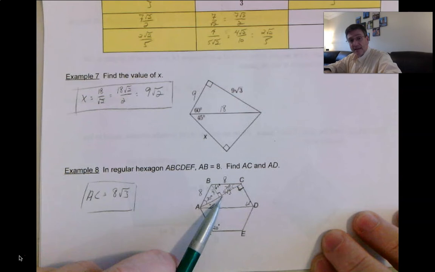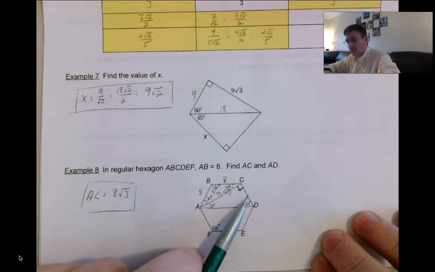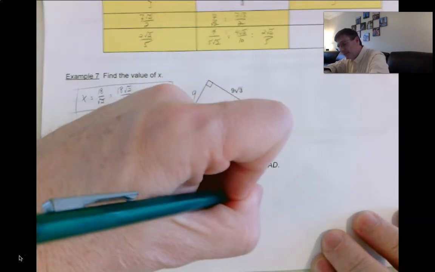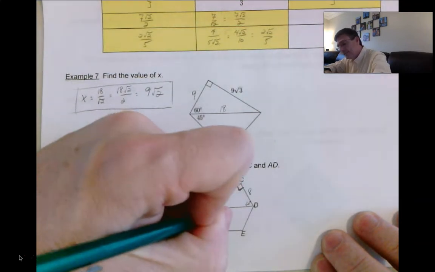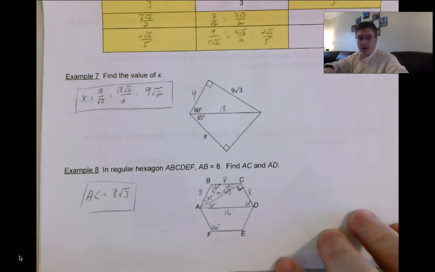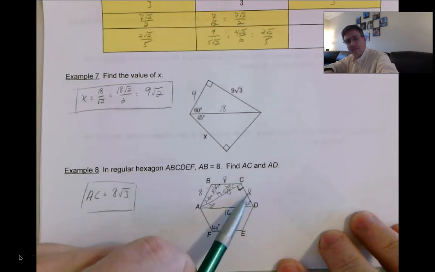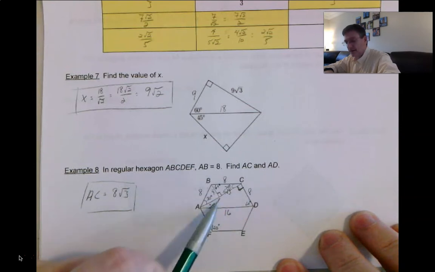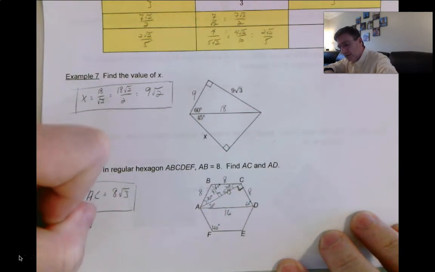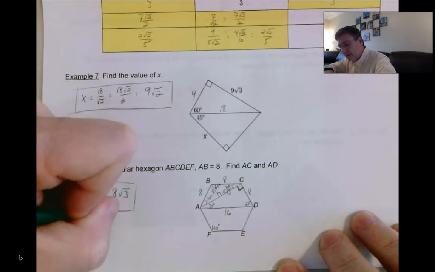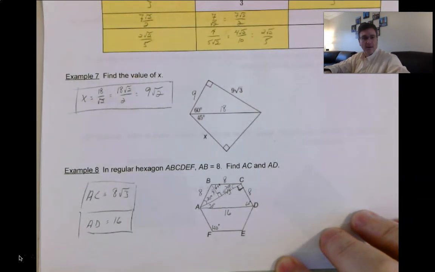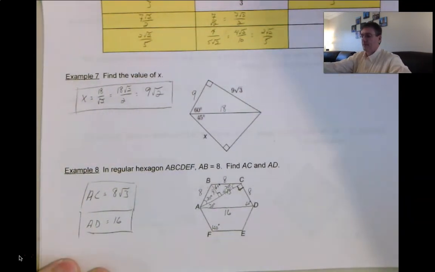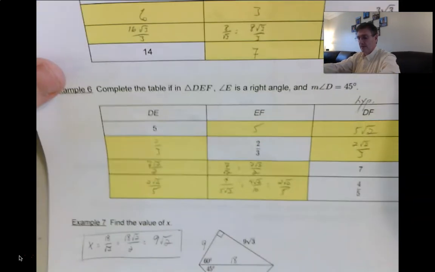The long leg is 8 square root 3. We know this is 8. 16. Now it probably would have been quicker. 8, 16, 8 square root 3. Either way, we get the two answers. That's example 8.